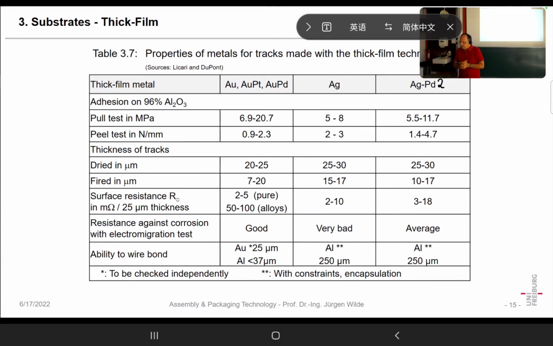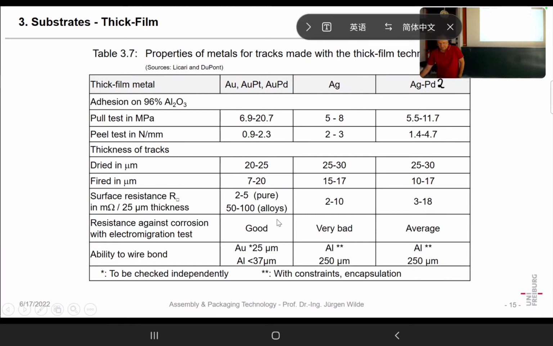Thickness of such tracks, and that's the reason why it's called thick film, is on the order of magnitude of 10 micrometers. So that's when we call it thick film. We call it thin film when it's on the order of magnitude of 1 micrometer or below. So it's just as a rule of thumb. And so typically here it's given 7 to 20, or here 10 to 17. So it's a similar range.